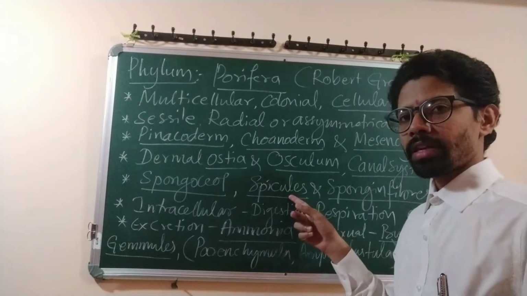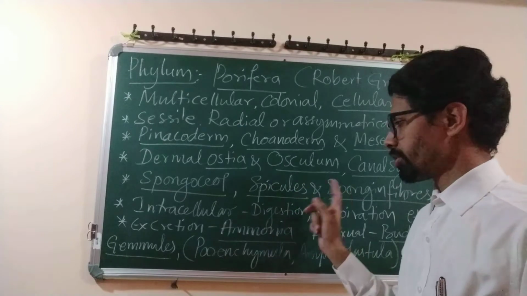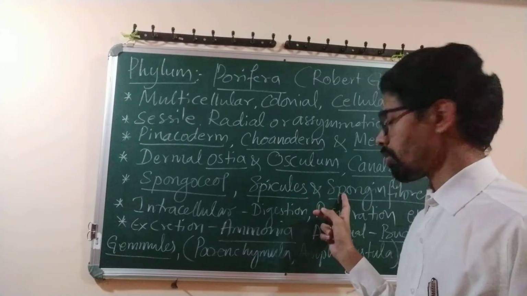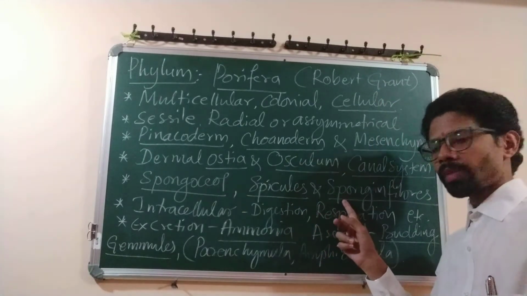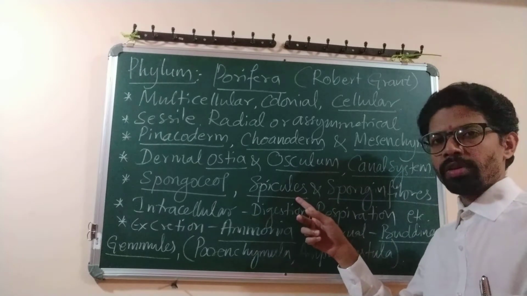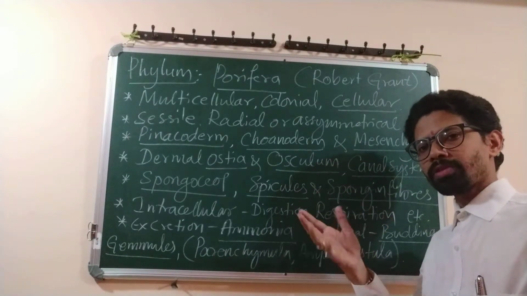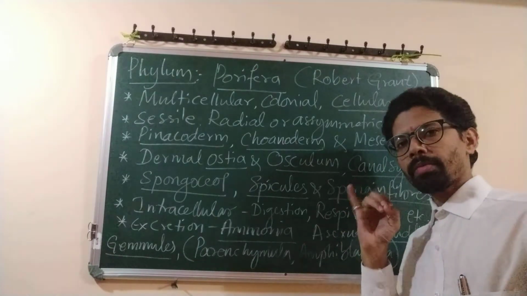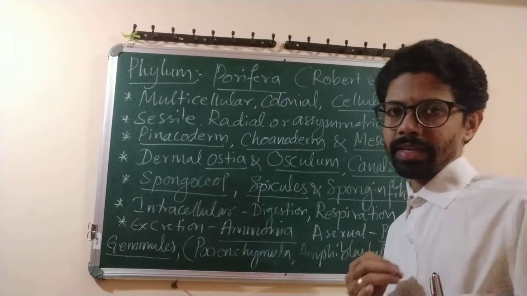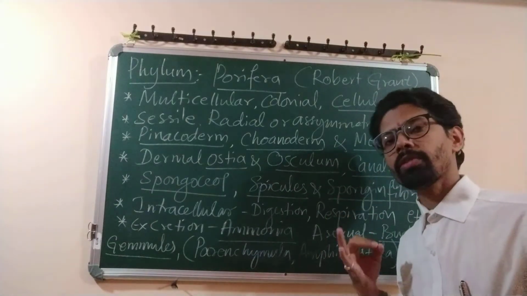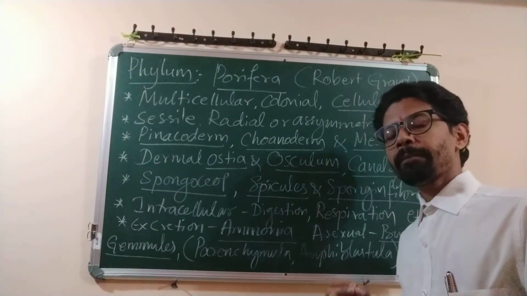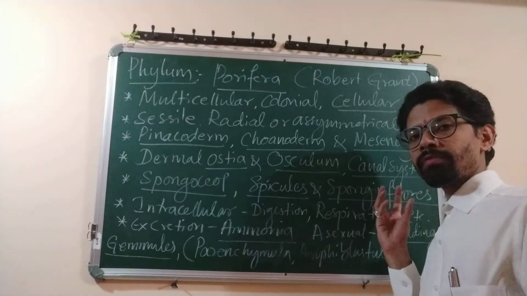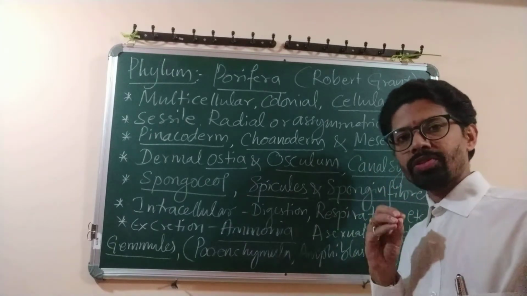Then skeletal structures. Now they are having skeletal structure. There are two types. One is protein fibers called spongin fibers and another one is spicules. Spicules can be different types, different size, different materials they may be made up of. They may be made up of calcium, they are called as calcareous spicules. They may be made up of silica, they are called as siliceous spicules. And they are made up of protein fibers sometimes, which is called as spongin fibers.